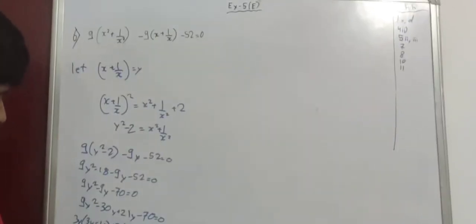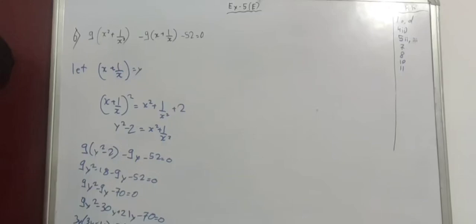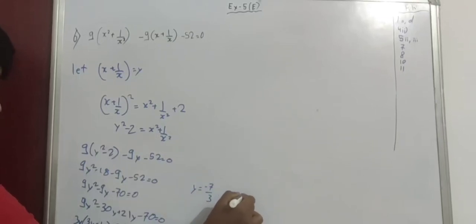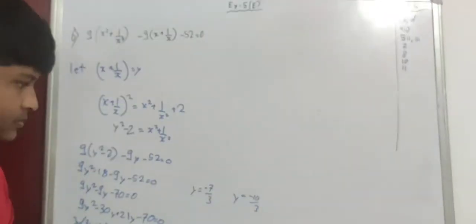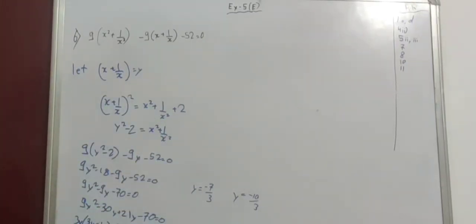You have 3y minus 10. Friends, you have to make sure that these two values remain same. So now further we will have 3y plus 7 and 3y minus 10. As final, you will have y is equals to minus 7 by 3 and y is equals to minus 10 by 3. Friends, value of y is this, so put it into this.